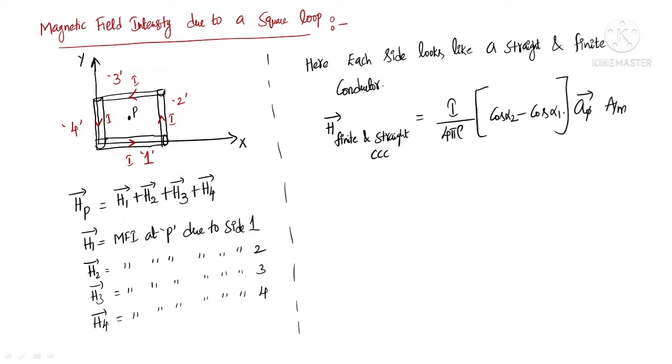So this is the field intensity due to a finite and straight current carrying conductor. Now for each and every side we use the same expression. For H1, H2, H3 and H4 we use the same expression.